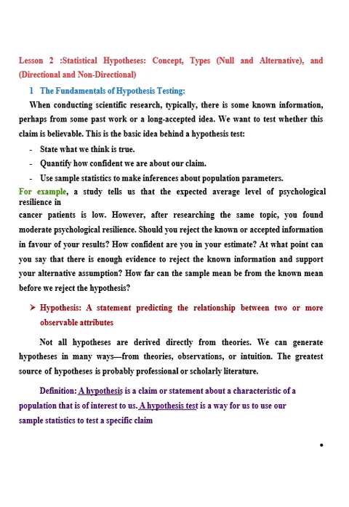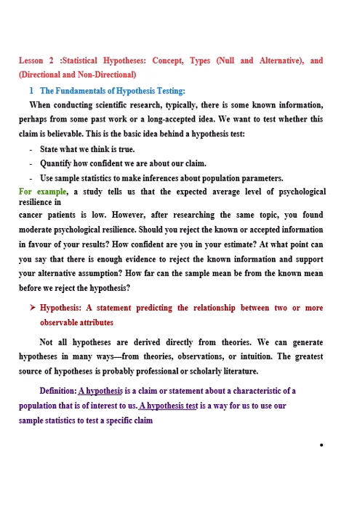Should you reject the known or accepted information in favor of your results? How confident are you in your estimate? At what point can you say that there is enough evidence to reject the known information and support your alternative assumption? How far can the sample mean be from the known mean before we reject the hypothesis?